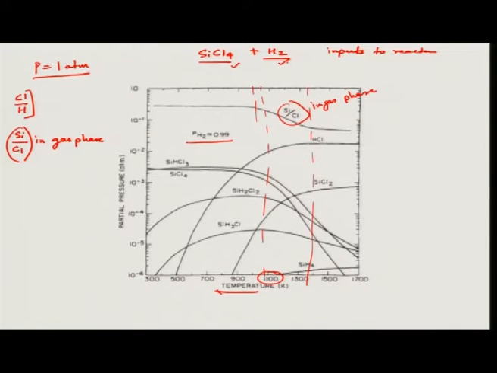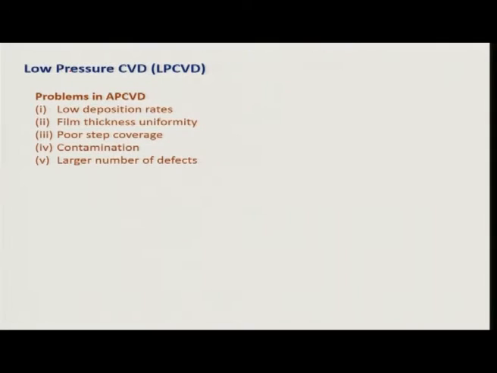Okay. So far, whatever process we are doing has been at 1 atmosphere, and maybe at a slightly lower pressure. So, the total pressure in this case was 1 atmosphere. However, we can also use low pressure CVD. Now, how does low pressure CVD help?